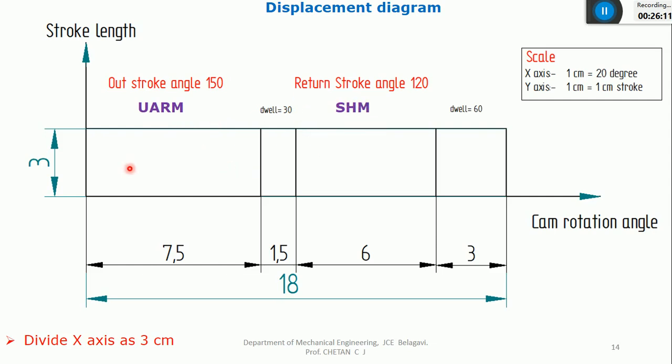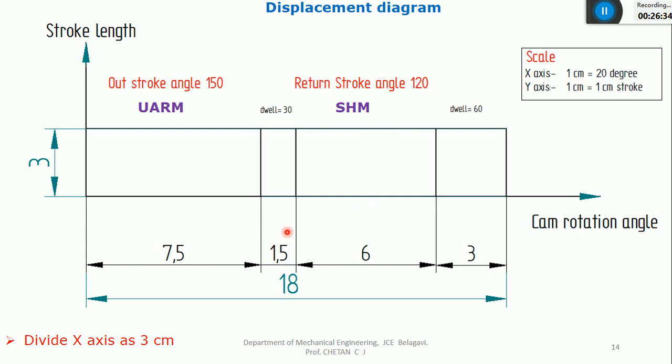It means the method of drawing the displacement diagram also changes. Just you have to reverse the method you followed in the previous problem. That is problem number 2. That is the only change. First, I'll start with this uniform acceleration and retardation motion. First, I'll complete this. After that, I'll go to the simple harmonic motion.